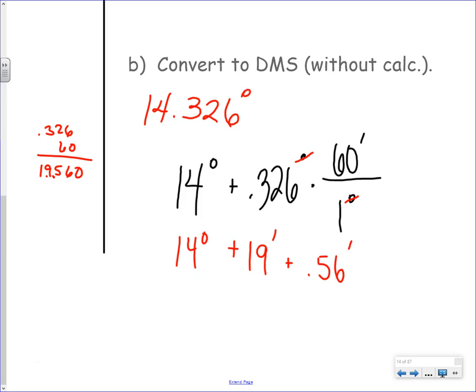Okay, so why did I split up the 19 and the 0.56? If you can get to seconds, I can still go to seconds. I can still make it even more precise. Or at least I can get it into the other unit of measurement that they might be using. So far, 14 whole degrees. I figured out from that multiplication 19 whole minutes.